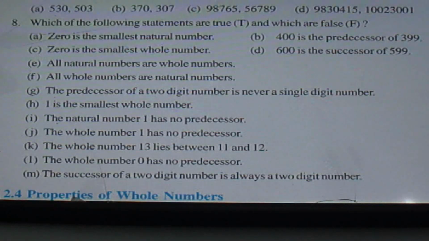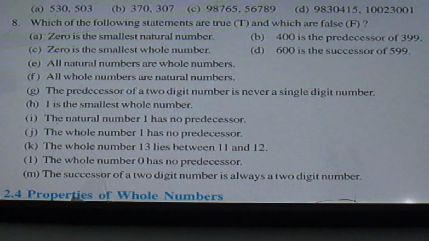Now G. The predecessor of a 2-digit number is never a single-digit number. So let us take the predecessor of 10. What is the predecessor of 10? 10 minus 1, 9. And here it says never a single-digit number. It is there, of course. So the answer is false. So G is also false. H. 1 is the smallest whole number. 1 is not the smallest whole number. We know that the smallest whole number is 0 and it starts from 0 only. So the answer is again false. H is also false.